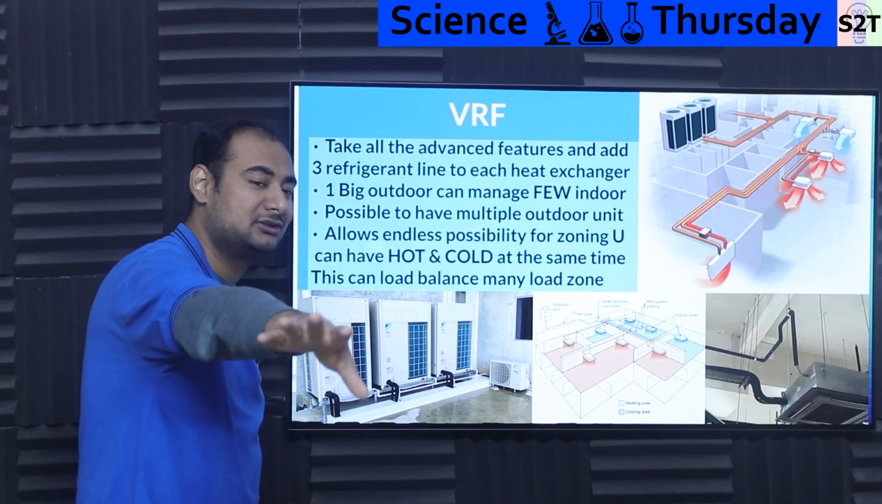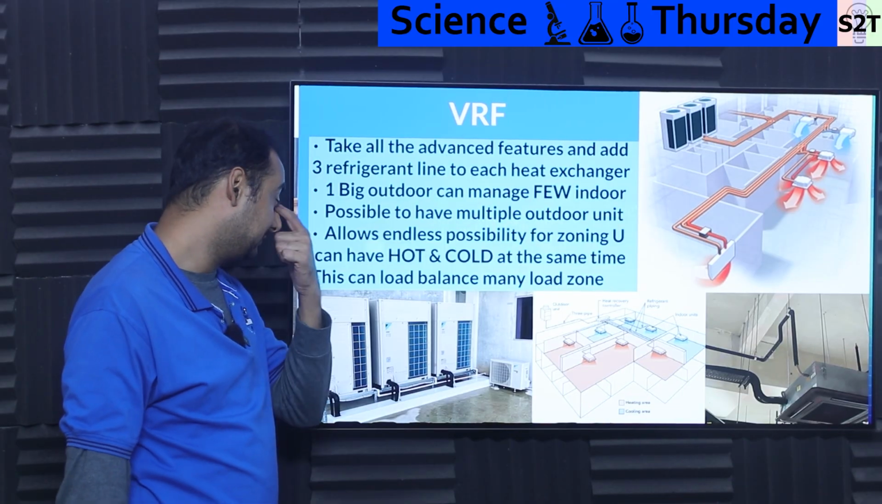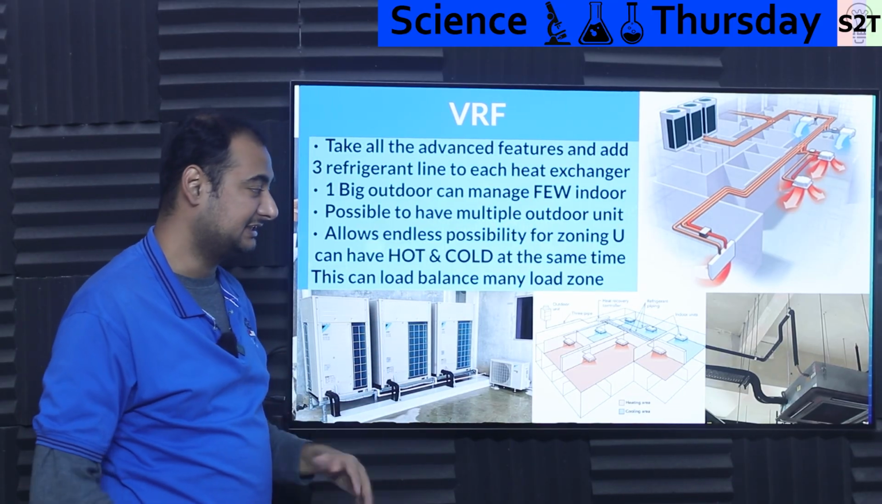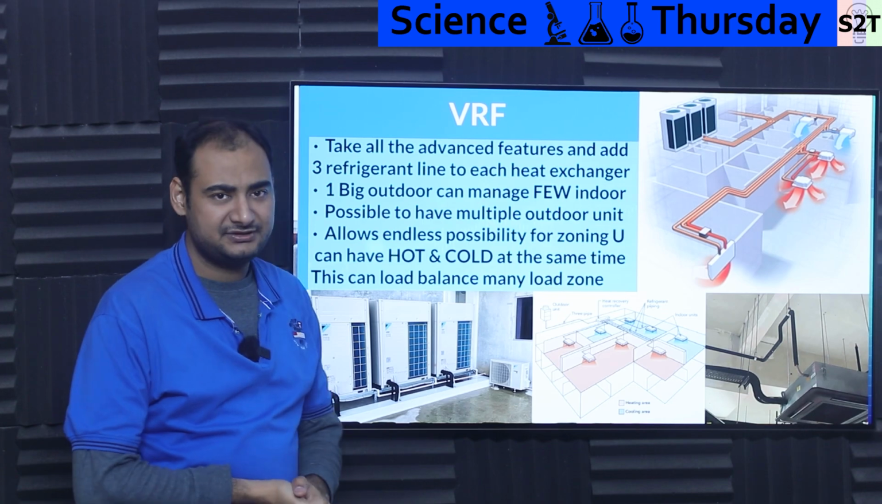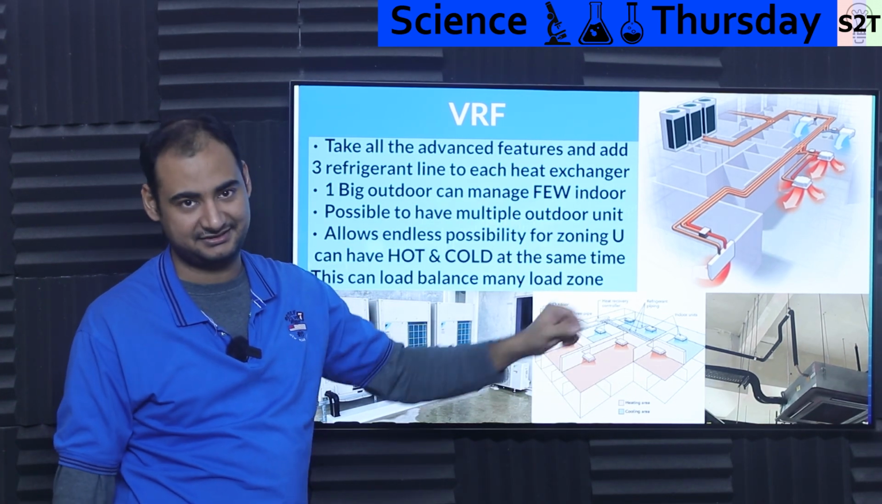It can't be like, okay, I'm going to cool that room and heat this room. It does not have that. So you can do a lot of load balancing, a lot of management. That's why people want to do it. But it does come with certain penalties. Primary being you have to have 3 refrigerant lines going to every cassette unit.